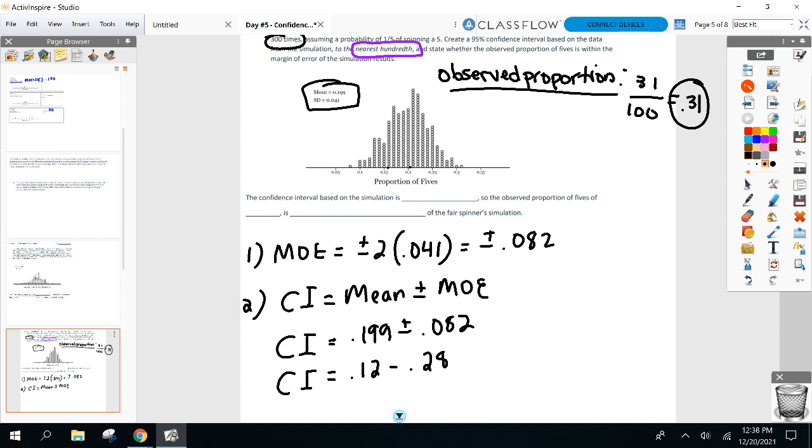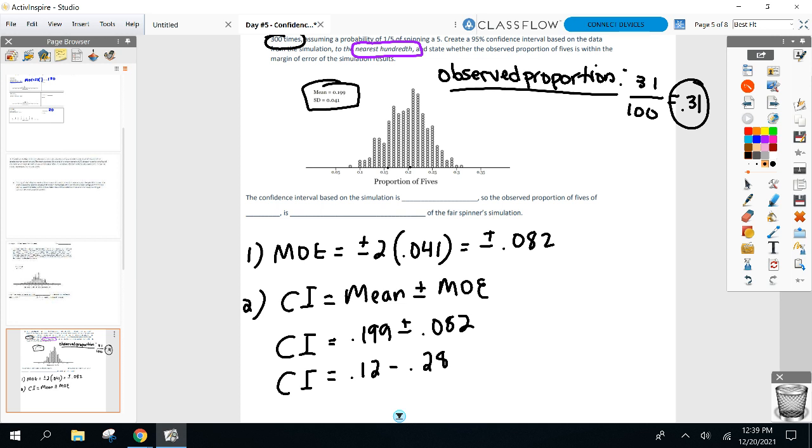So is Jack's result likely? No, it's not. So maybe we could say the spinner wasn't a fair spinner. Maybe it was weighted a certain way. All right, but that's an unlikely result. It didn't happen by random chance, because this is where it should have fallen in between.